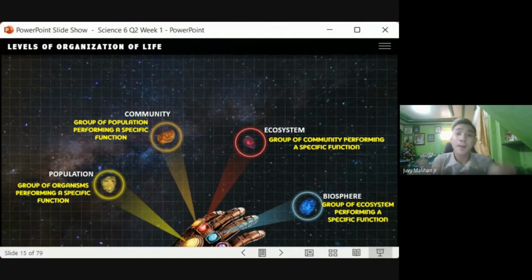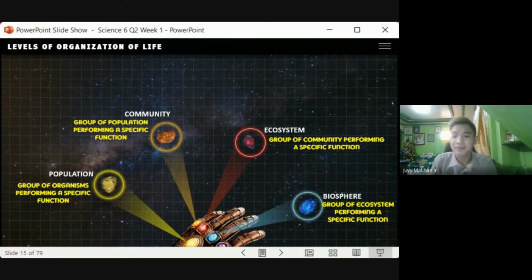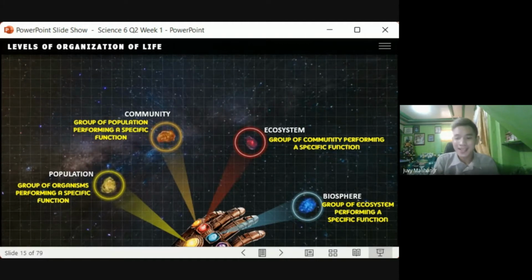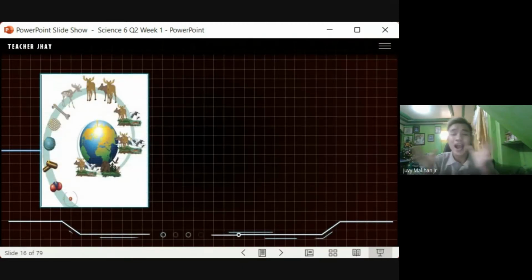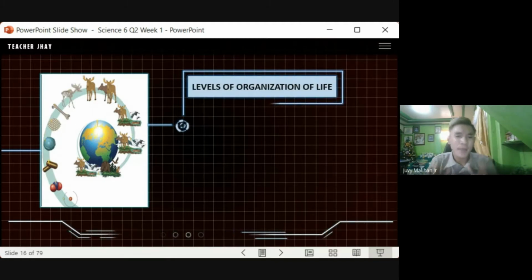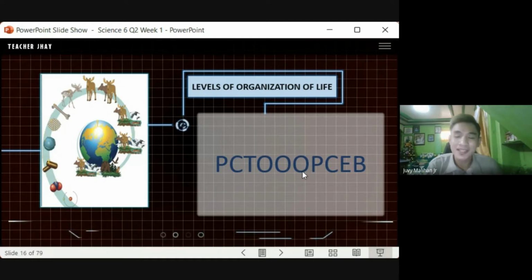We have the acronym PCTOOOPCEB so that you will not forget. All right? So there are levels of organization of life within and outside of the organism. Take note of that. Now, what is our basis to know which are the levels outside and the levels within the organism? Our basis here, class, is the organism. Now, where is the organism here? The third O. So that is our basis.